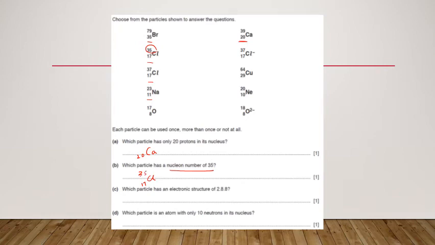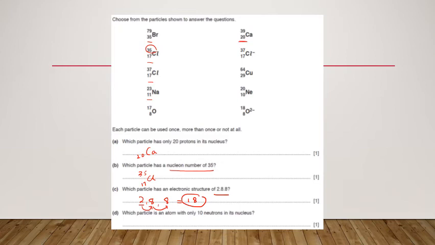Which particle has an electronic structure of 2,8,8? It is very easy to work out. 2,8,8 means you need to calculate the number of electrons: 2 plus 8 is 10, plus 8 is 18. That means 18 electrons. I need to work out where 18 electrons would be. This one does not have 18 electrons: 17, 11, 11, 8.